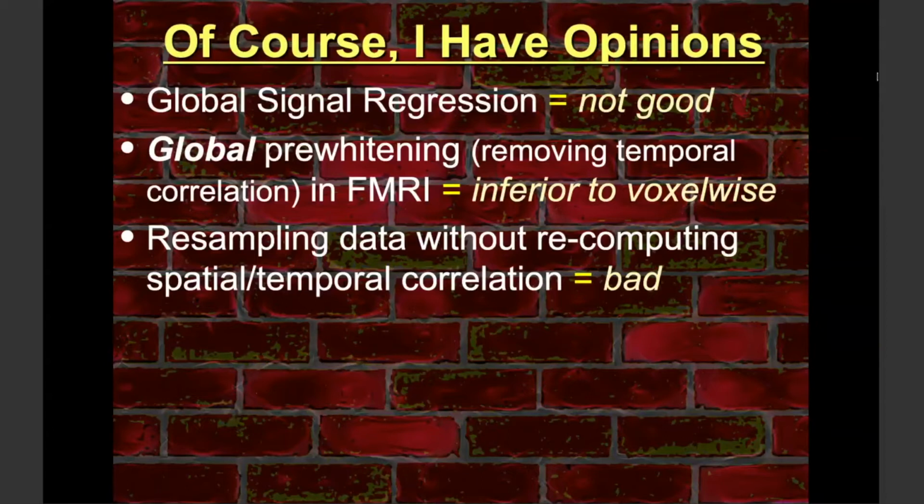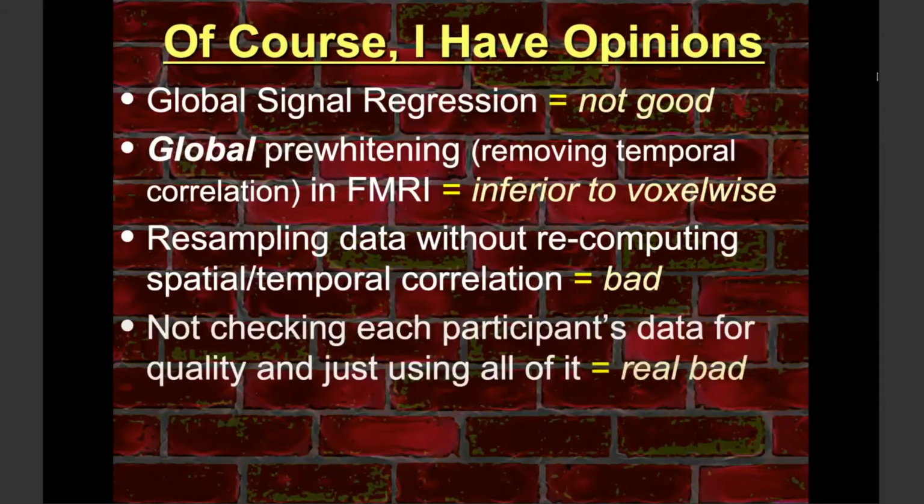Resampling data without recomputing the spatial temporal correlation used to do the correction of statistics is bad. And I mention this because there's a well-known software package that does this, and their statistical results are, I think, not checking every participant's data for quality and just throwing it all into the group analysis or something. I think this is real bad. And someone very famous, relatively famous anyway, told me that, well, we have too much data to do this for. But we have so much data that it'll all average out. I couldn't even begin to answer that, actually, except to say he's nuts.